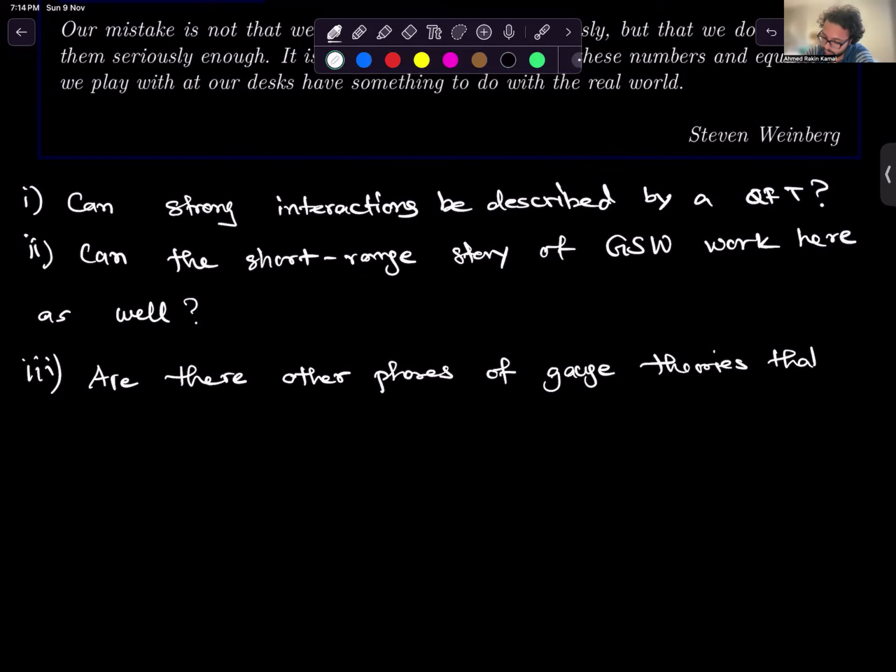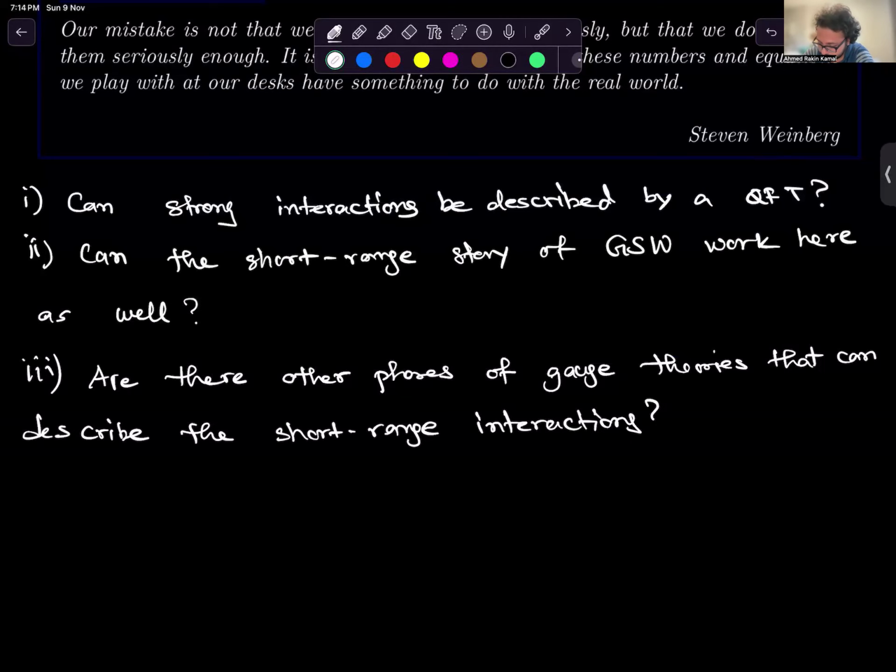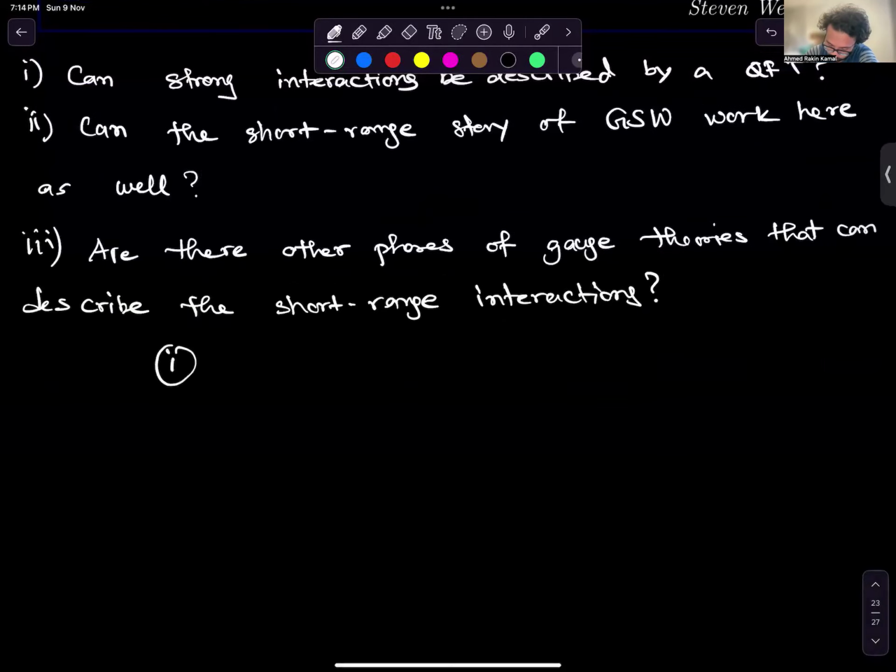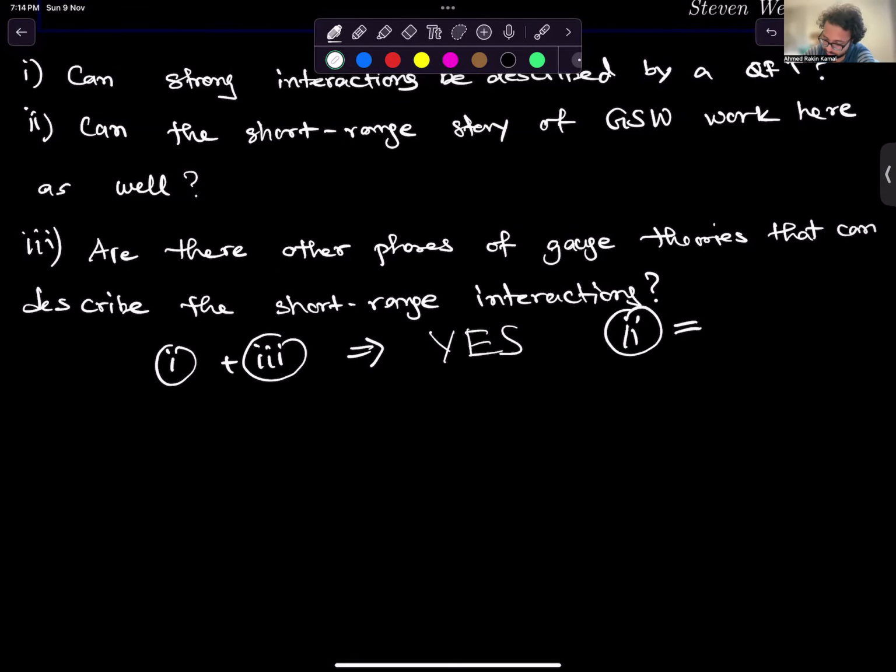Okay, that can describe the short range interactions. So the answer to 1 and 3 is a yes, which is very interesting. And number 2 is no. So you cannot have a spontaneous symmetry breaking kind of mechanism for the strong interactions. But yes, it is a short range force.